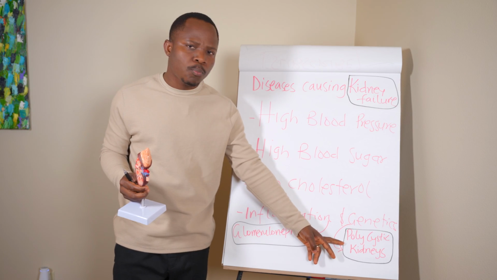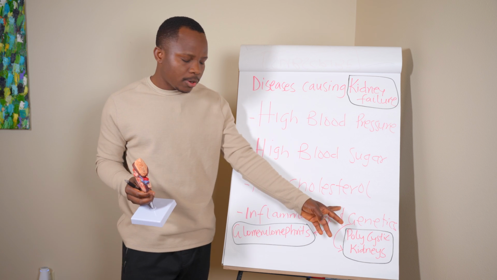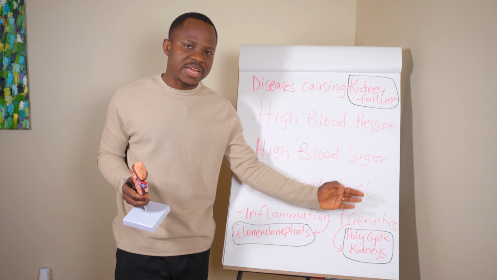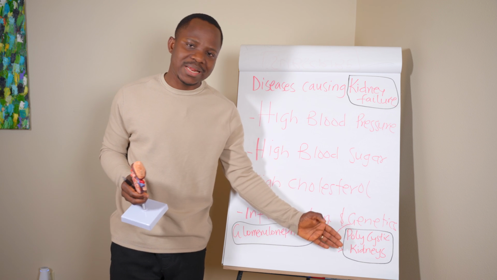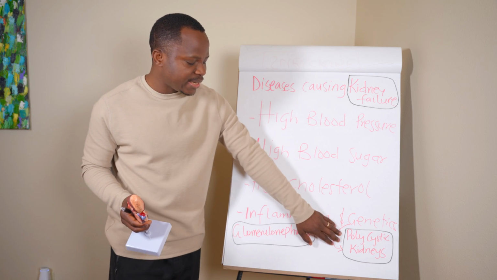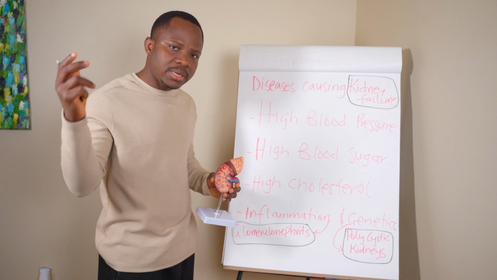There is also polycystic kidneys. Some of these conditions are genetic, and it's very common. As much as 10% of people who have kidney disease have a genetic predisposition or a genetic condition that is leading to the kidney failure. And one of them is polycystic kidneys, where you have many cysts developing throughout the kidneys and causing kidneys to fail.